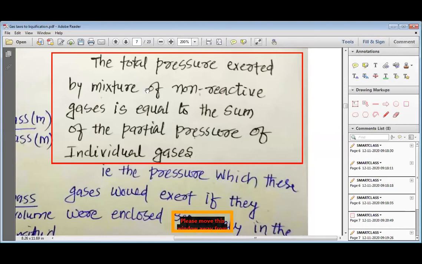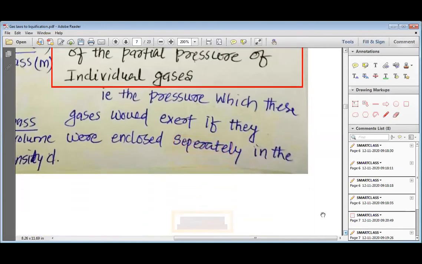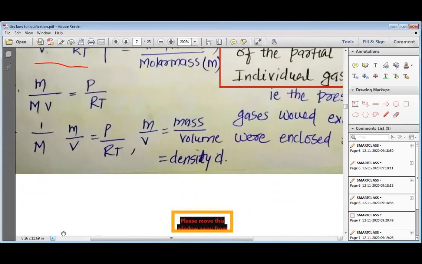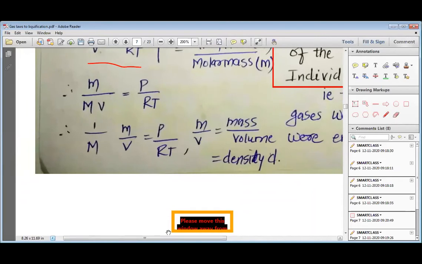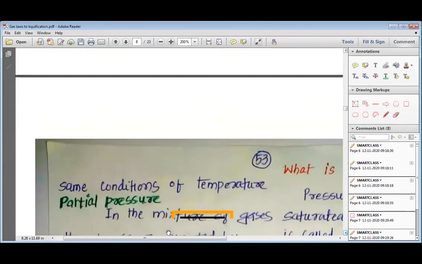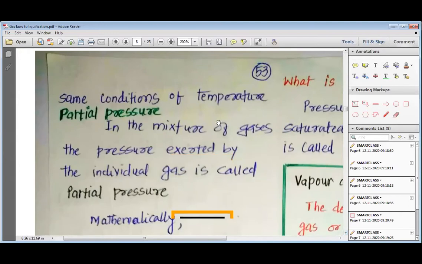Once again, the total pressure exerted by the mixture of non-reactive gases is equal to the sum of the partial pressure of individual gas. That means the pressure which these gases would exert if they were enclosed separately in the same container, having the same volume, in the same condition of temperature and pressure, is known as the partial pressure.